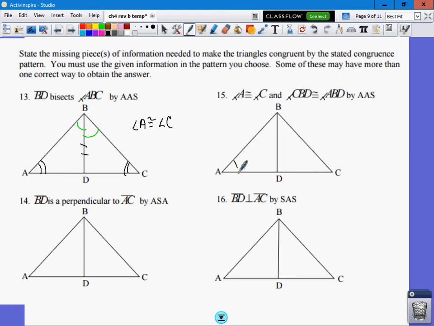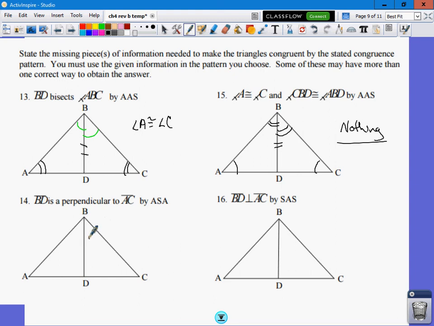In 15, they said angle A was congruent to angle C. They said angle CBD was congruent to angle ABD. And they want me to use angle side. BD is congruent to itself. There is nothing missing in this problem to use angle side. It's really all given to me.